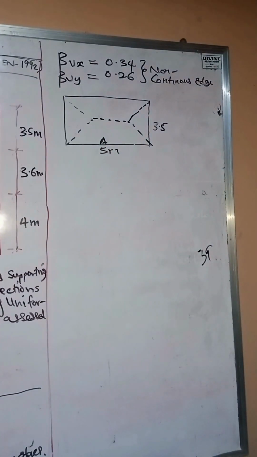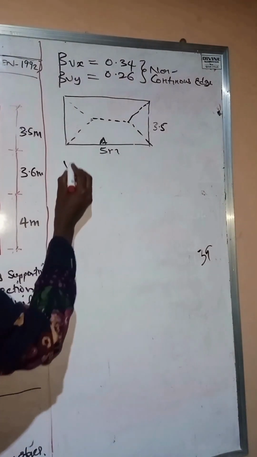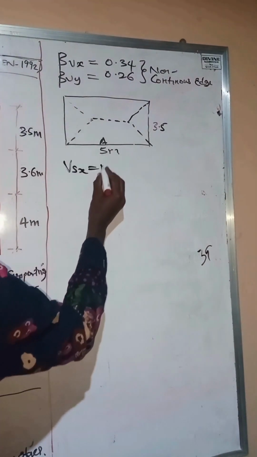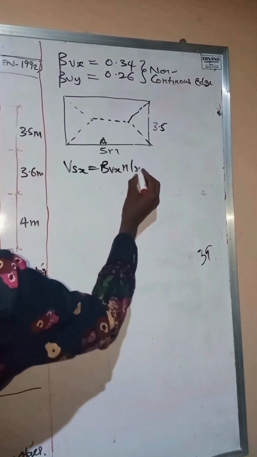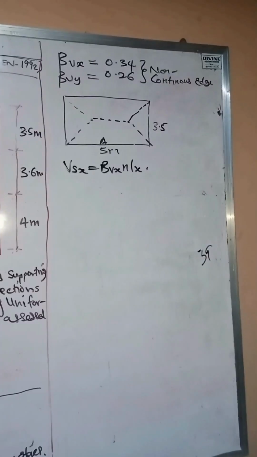But the original formula for this is a triangular and a trapezoidal load. But the code of practice BS8110 has modified this to give us this shear force coefficient for easy calculation of the load. So let's go over to this. We have Vx equal to beta Vx n lx. Now this Vx represents the load on the long span of the beam.